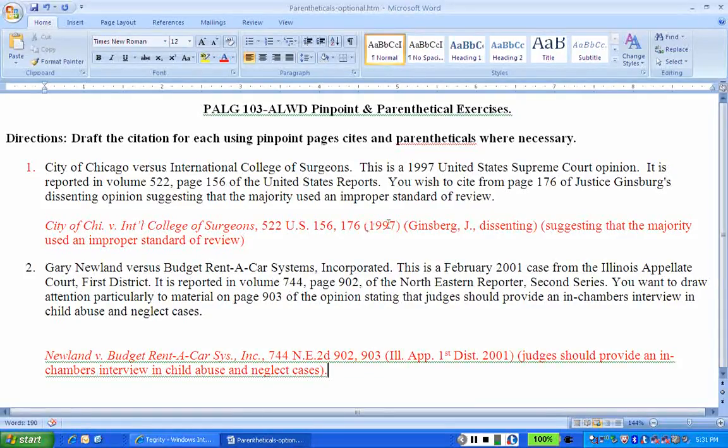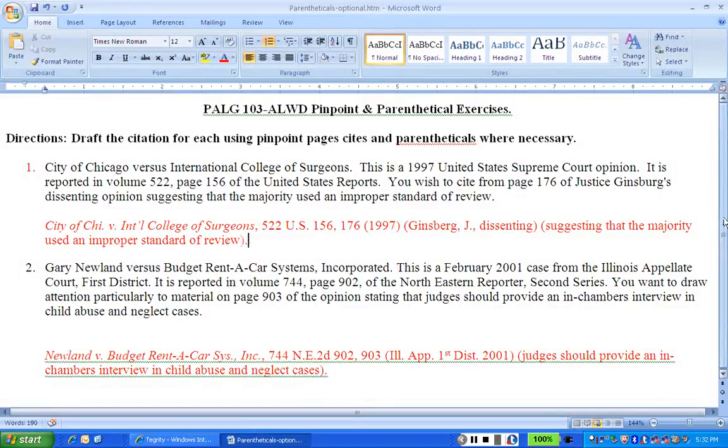Because this is a dissenting opinion, you need to let the reader know. So this is how you would put that it's a dissenting opinion using parentheticals. The justice's last name goes first, followed by a comma, capital J, period, comma, and the type of opinion. In this example, it's a dissenting opinion. And the other thing that we're putting in parentheticals is suggesting that the majority used an improper standard of review. Rule 46 states that if you're not putting a complete sentence in a parenthetical, then you do not need a period within the parenthetical. Okay?